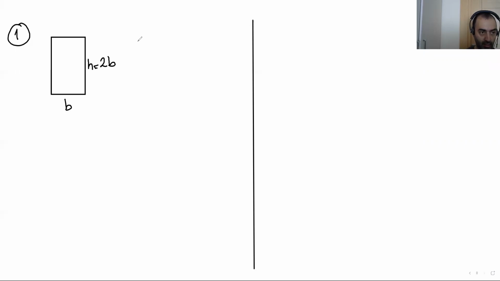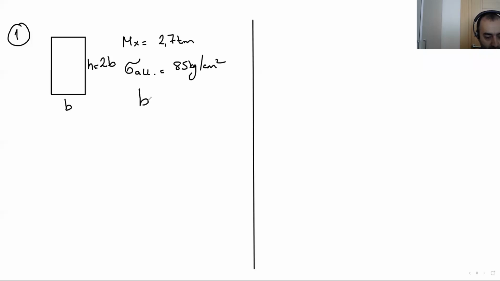Mx on the section is 2.7 ton meter. Allowable stress of the section, that means we know the material, is 85 kilogram per centimeter square. According to this given data, please calculate the dimensions of the section. What is B and what is H?